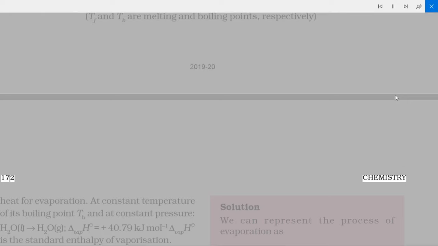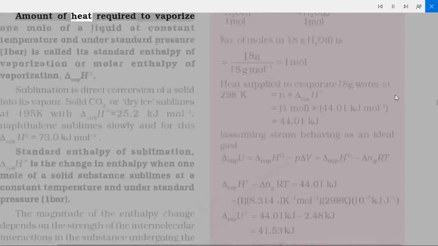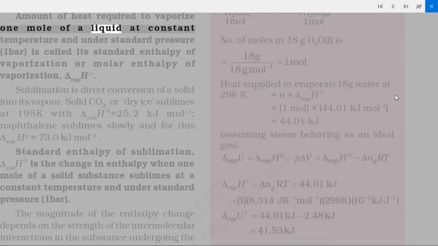Heat for evaporation. At constant temperature of its boiling point Tb and at constant pressure, H2O(l) → H2O(g), ΔvapH⊖ = +40.79 kJ mol⁻¹. ΔvapH⊖ is the standard enthalpy of vaporization. The amount of heat required to vaporize 1 mole of a liquid at constant temperature and under standard pressure, 1 bar, is called its standard enthalpy of vaporization or molar enthalpy of vaporization, ΔvapH⊖.